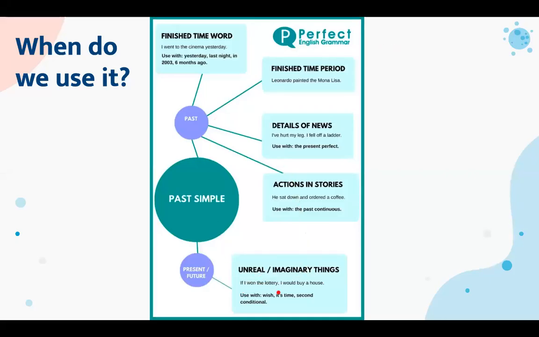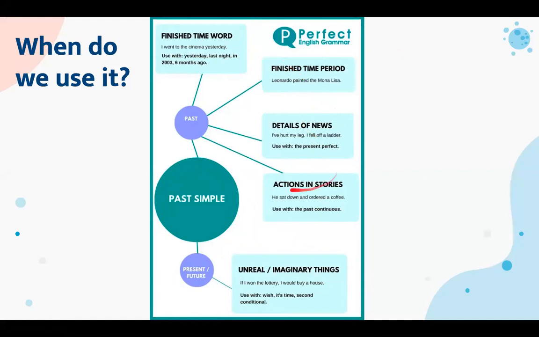So, if I won the lottery, I will buy a house. Entonces, parte de la oración está en presente y parte de la oración está en futuro, pero está inscrito en simple past. Pero de esta no se preocupen. Esta sí, lo más probable que veamos. Esta de acá no. La de abajo no.